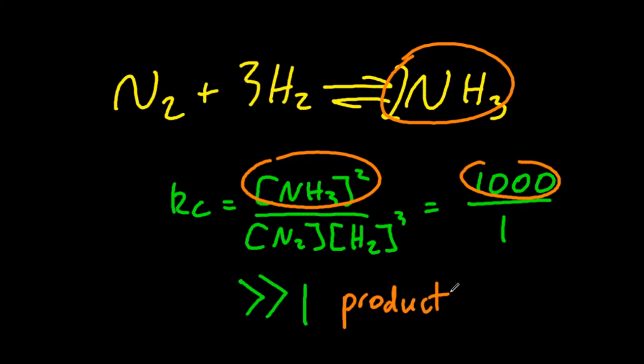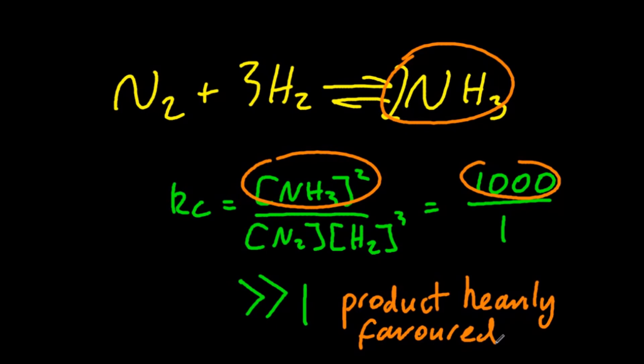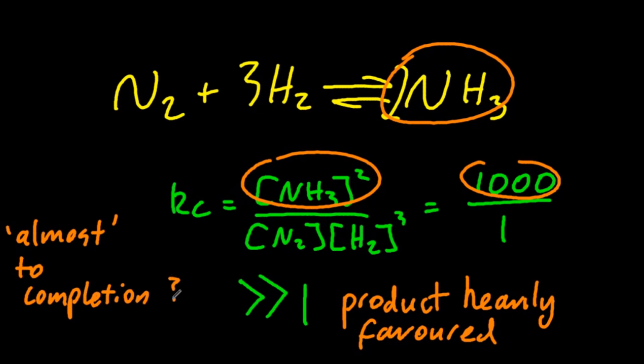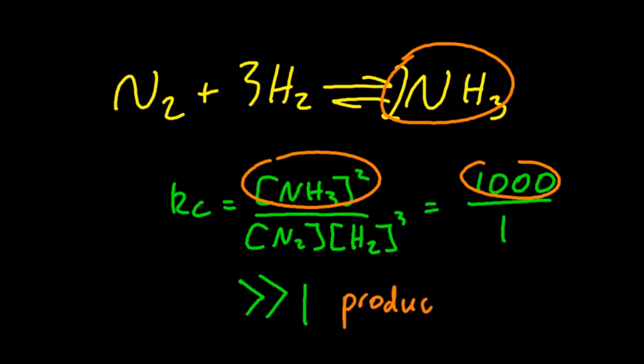So essentially the products are heavily favoured. Lots and lots of products at equilibrium, hardly any reactants. And so to quote the syllabus, almost to completion. Well, I'm not sure what that means. It's equilibrium, it never reaches completion, but that's in the syllabus.